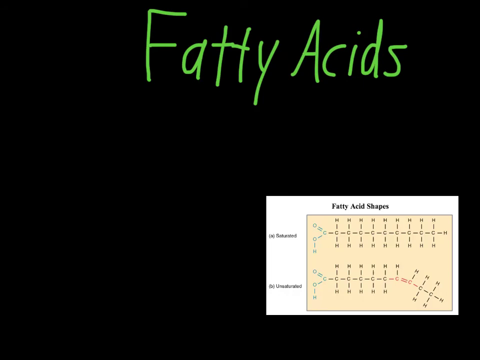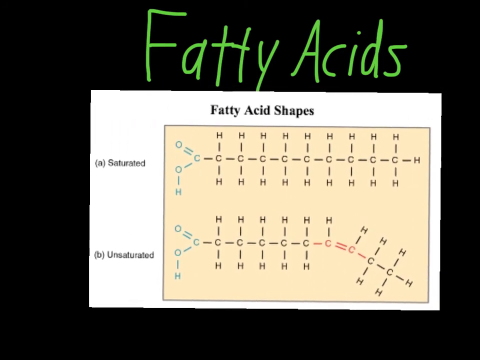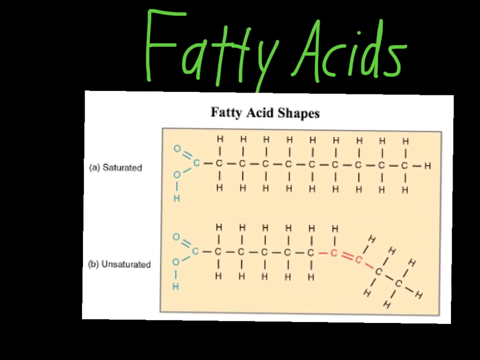The next thing we have to talk about are fatty acids. Now, I mentioned this a little bit in the last diagram, saying that the lipid that was there had three different fatty acids. Two of them were saturated and one of them was unsaturated. In order to understand what that means, we have to talk about a little bit of chemistry.